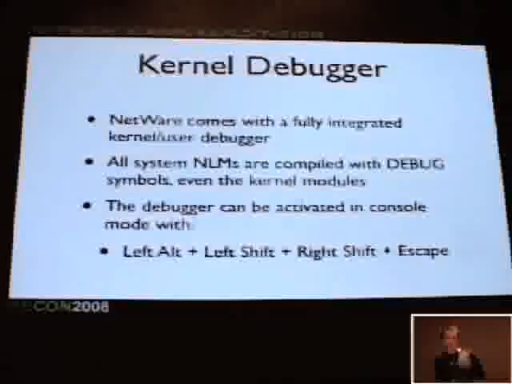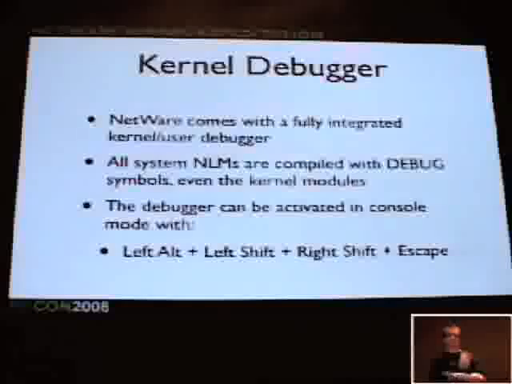So the good point with NetWare is that it comes with a kernel debugger. It's fully integrated in the kernel and in the user space. And all NLMs are compiled with debug symbols, so the kernel knows everything about all NetWare modules. And to activate the debugger, we have to press left alt, left shift, right shift, and escape.